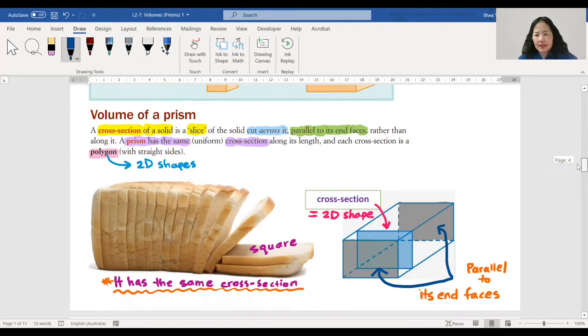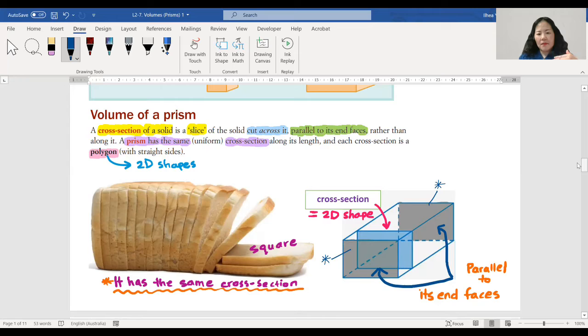Volume of a prism terminology, the language that you need to get used to. First one is a cross-section of a solid. In this case, a prism, it is a slice of the solid cut across it. Imagine a loaf of bread here, and I'm slicing it. Think of bread as a rectangular prism, and I'm slicing it. And when it says here, parallel to its end faces, these are the end faces, this one and this one. They are facing each other, face to face. That's what we call parallel to each other.